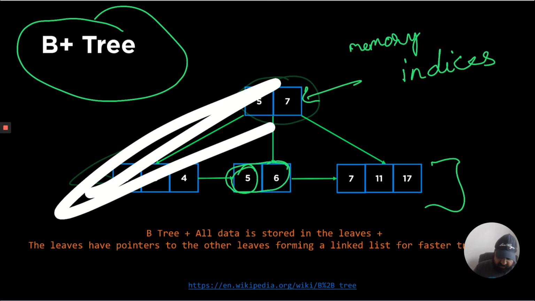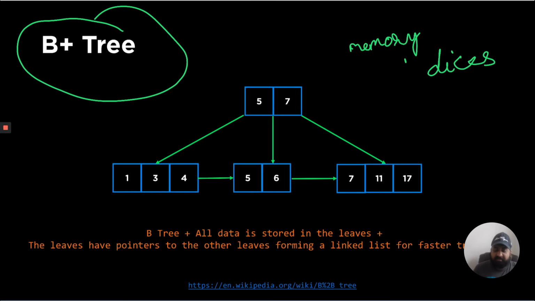And the second difference between a B tree and a B plus tree is that the last level, which is all the leaves, are connected through a singly or doubly linked list. Some books refer to a doubly linked list, some to a singly linked list, but they are connected.